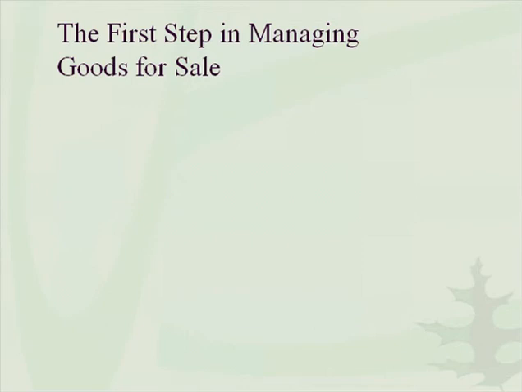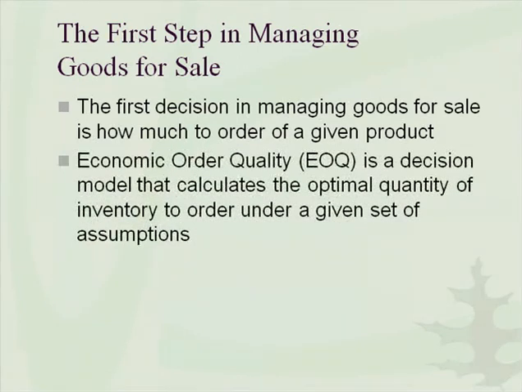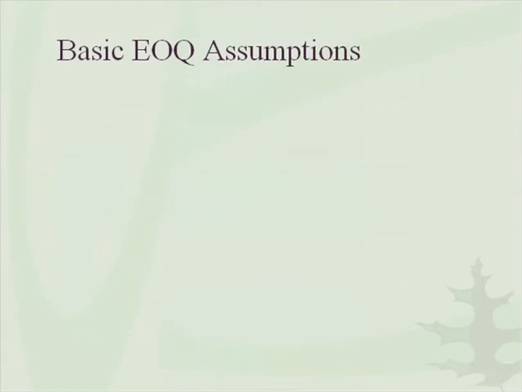The first step in managing goods for sale involves how much to order for a given product. And here we're concerned with the idea of EOQ, or economic order quantity. It's a decision model that calculates the optimal quantity of inventory to order under a certain set of circumstances.